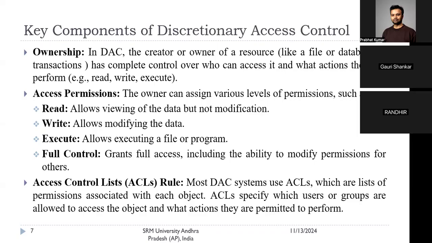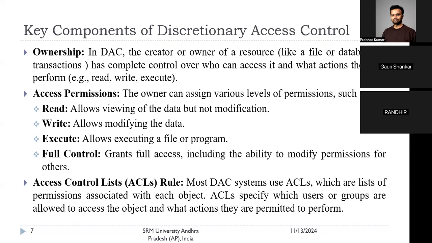For that, the owner maintains one table. That table is an access control rule. So the access control rule will be decided by the owner. This is also known as the access control matrix. So suppose user one is there, user two is there, user three is there, and one transaction is there.